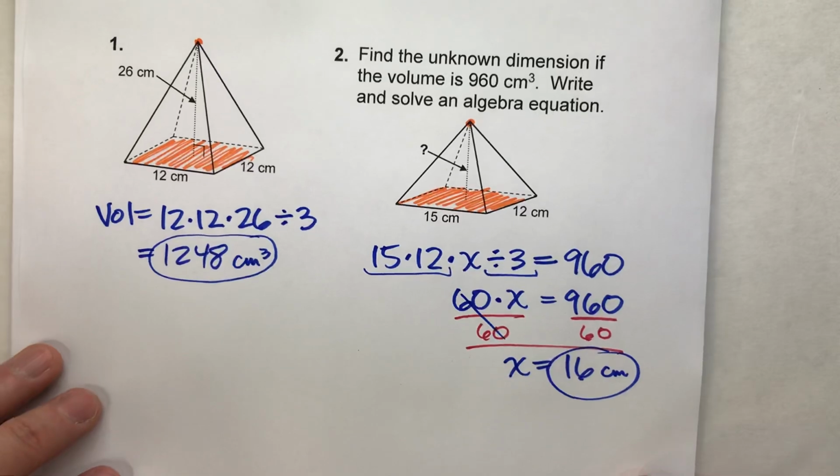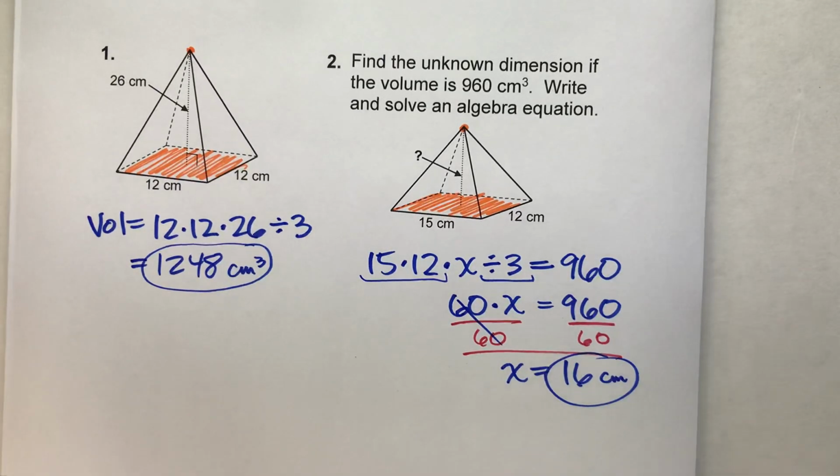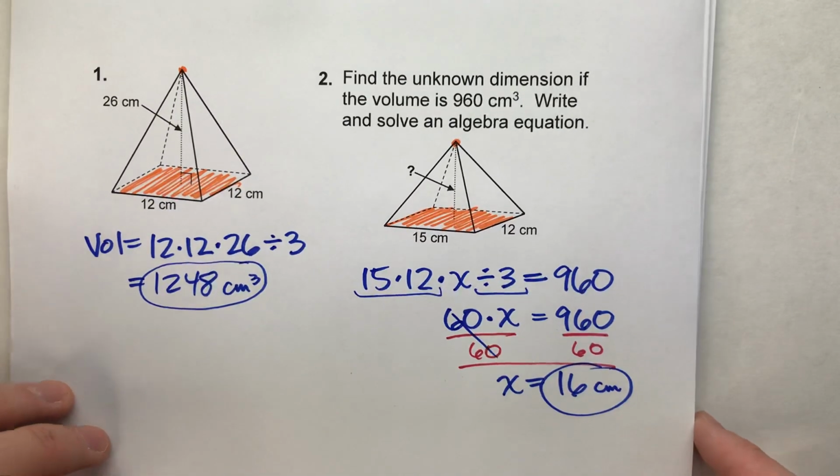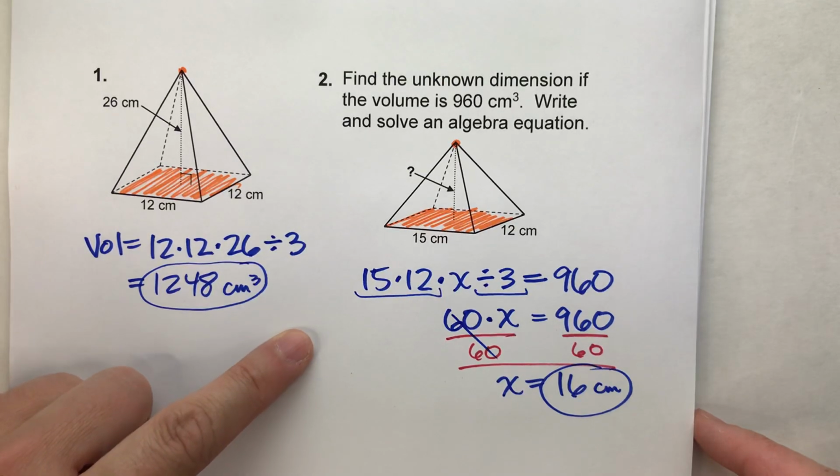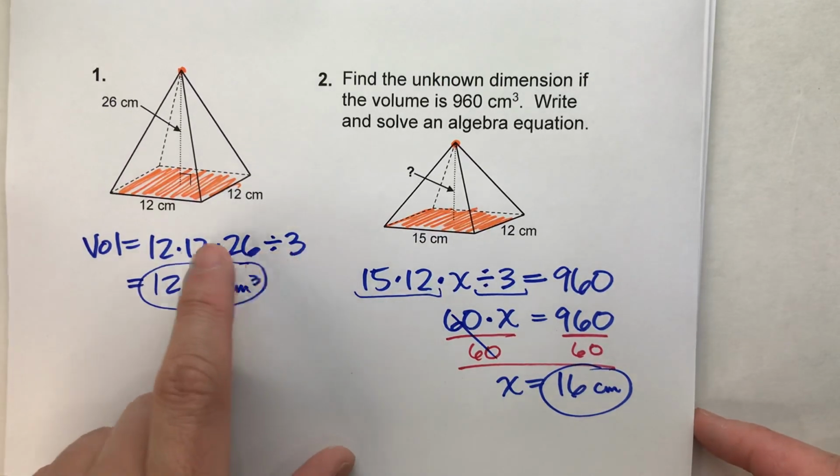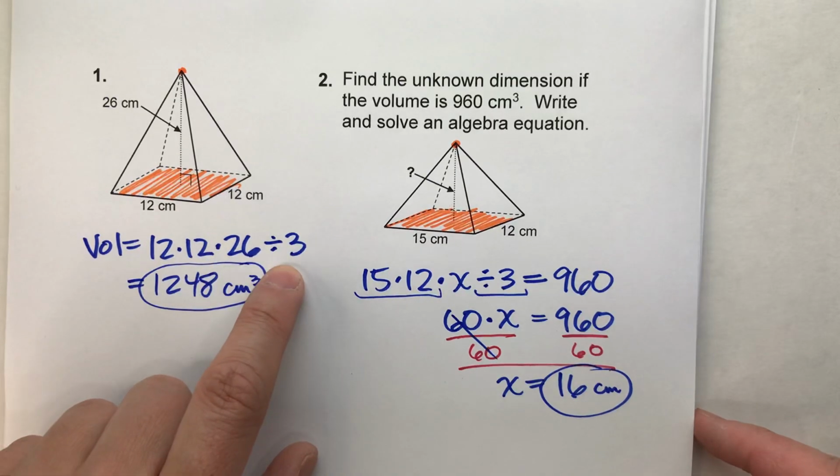There we go. Okay, so volume of a pyramid. Not too hard if you know the formula for the volume of a prism. You just have to remember that one extra step of dividing it by 3.